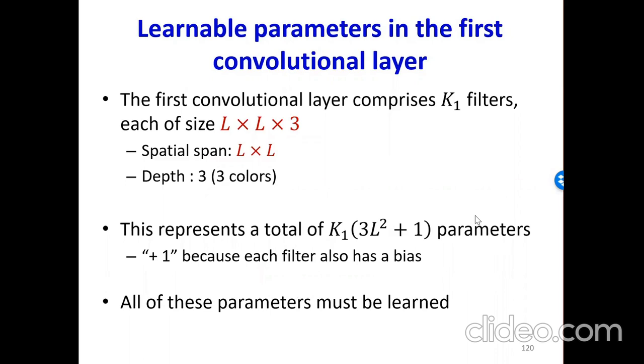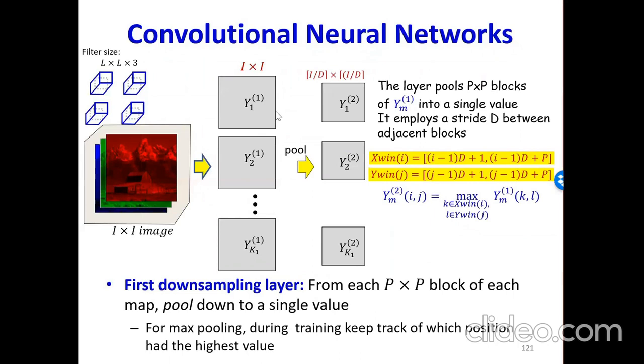Following the first convolutional layer, you may have a downsampling by pooling layer in our example. It's going to pool P cross P blocks of the previous layer's Y maps into a single value with some stride D. So here is the operation for max pooling. Y2 is the max pooled map. The subscript M shows which map is being pooled. So Y2M is the pooled map obtained from the mth map over here.